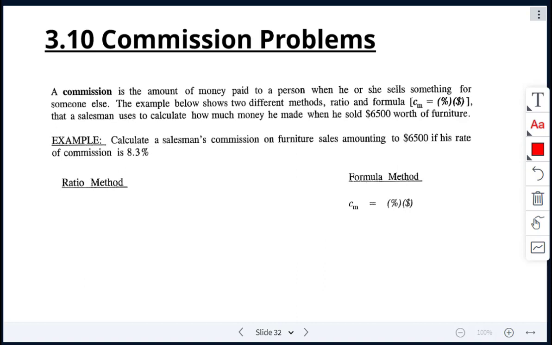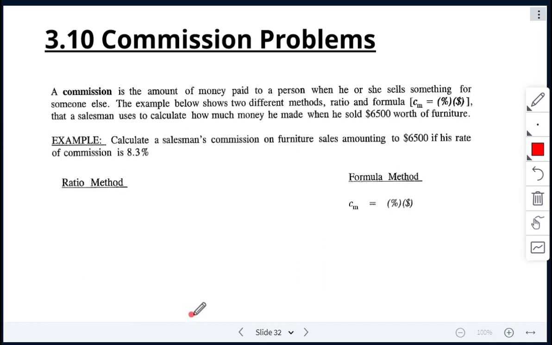Okay, so today's lesson is 3.10 to 3.13, and we are starting with 3.10, which is commission problems. If we read here, a commission is the amount of money that's paid to a person when they sell something for someone else. It could be retail, it could be cars, and so on. So you can still use your ratio method. You can use a formula method.